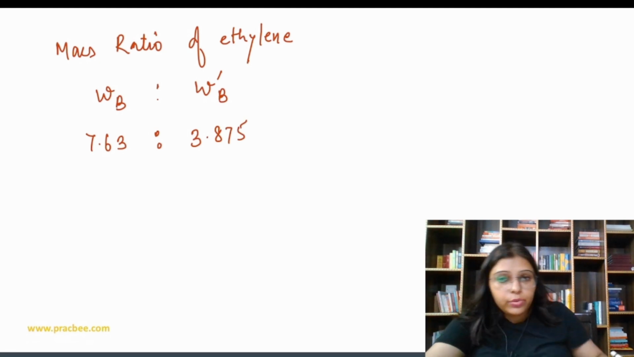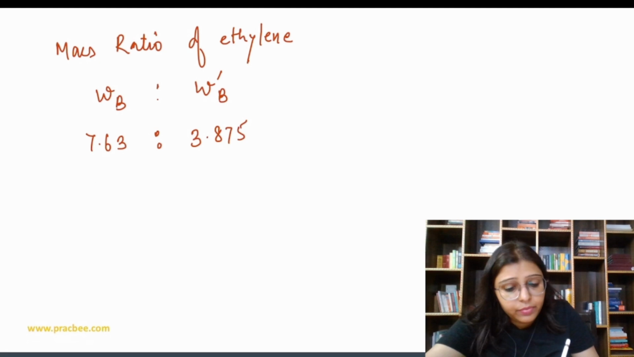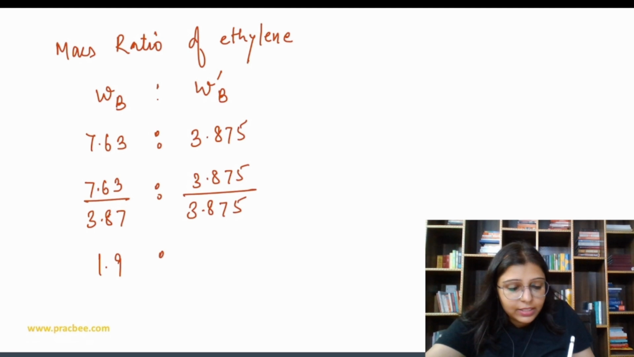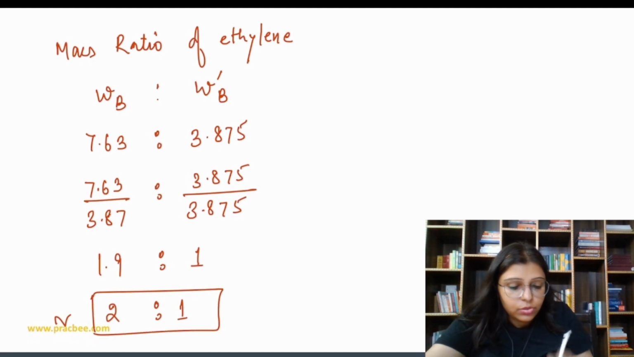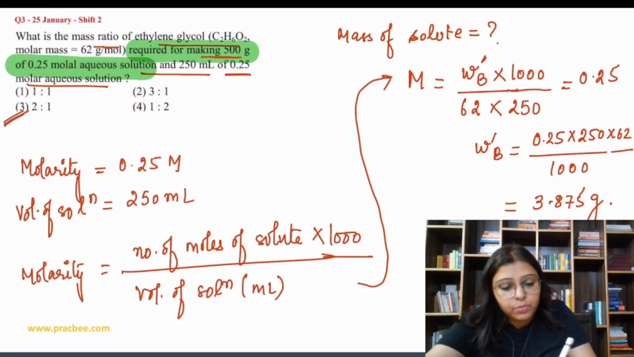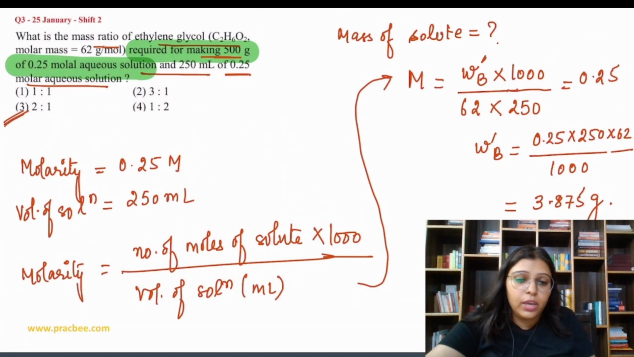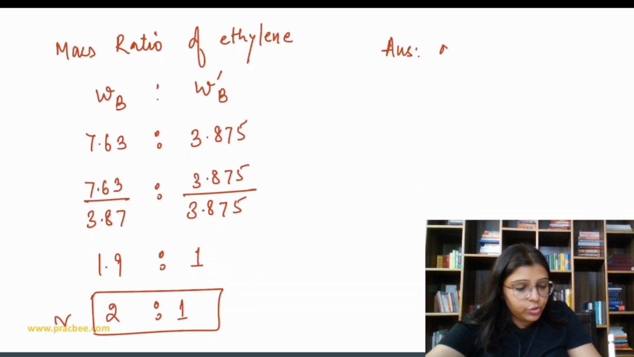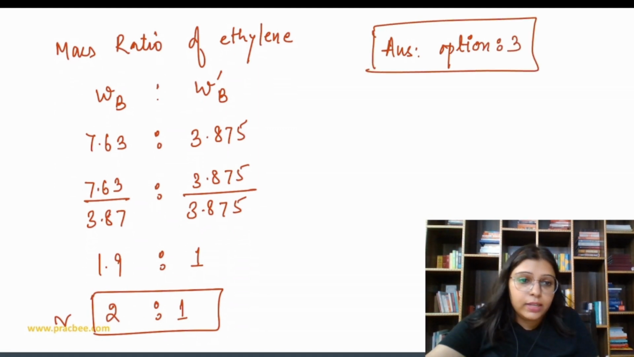Now, in order to simplify it, we divide 7.63 by 3.875 and 3.875 by 3.875. This is 1.9 and this is 1, so we can write it as 2 is to 1. So the answer is 2 is to 1. It means option number 3 is the correct answer. Okay, let's do the next question.